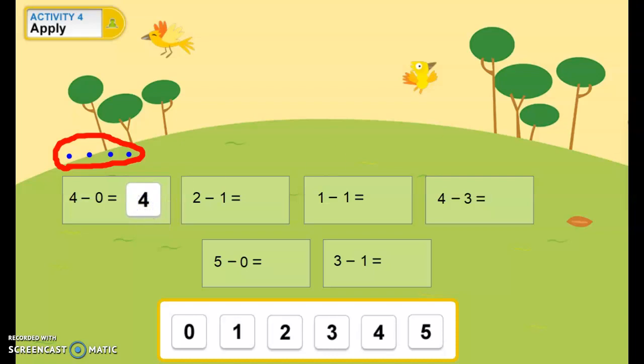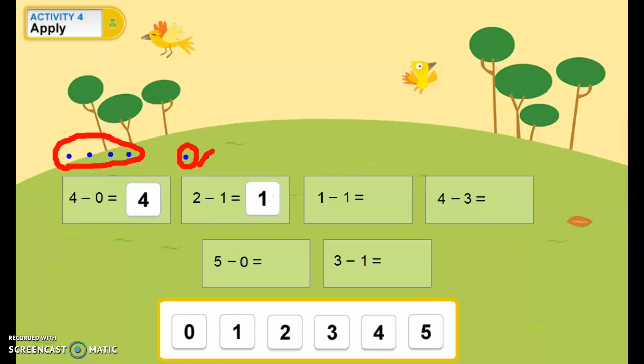All right, let's go to the next one. It starts with a 2, so you're going to want to hold up 2 fingers, and I'm going to draw my 2 dots. All right, so it's telling me 2 take away 1, equals how many are left. So if you had 2 fingers, you put down 1 finger, you should have 1 finger still standing. So 2 minus 1 equals 1. Nice job.